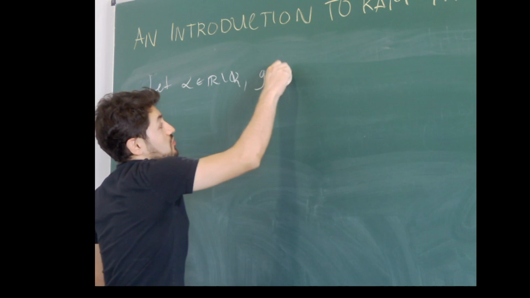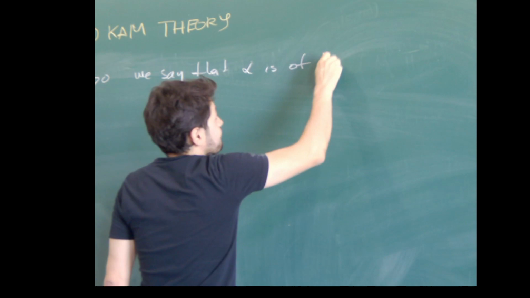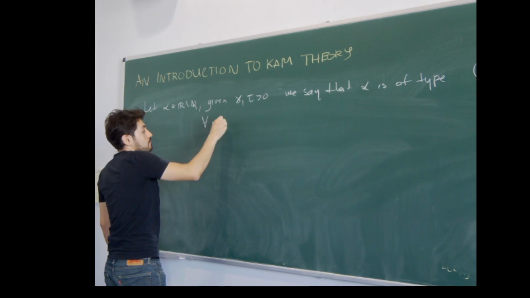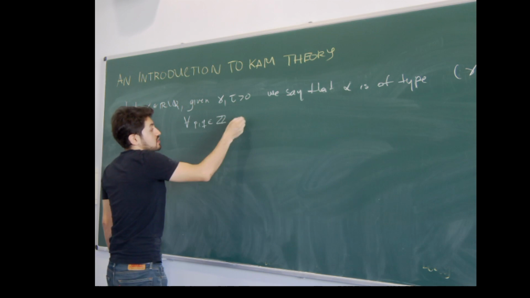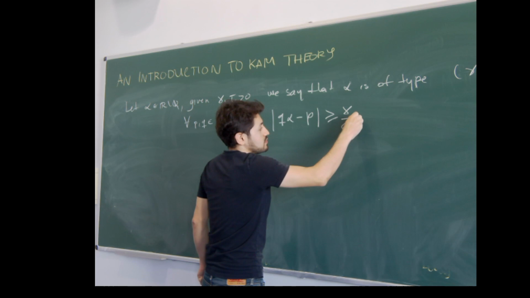If I take two constants, as before, gamma and tau bigger than zero, I will say that alpha is of type gamma tau if for any p and q, one of them different from zero, |q alpha - p| is bigger or equal than gamma over q^(1+tau). And here I probably want q to be different from zero.